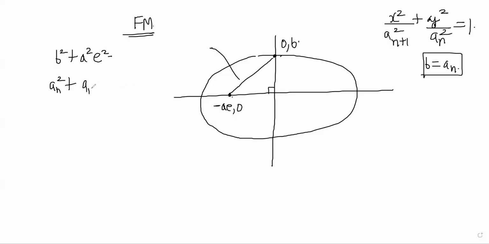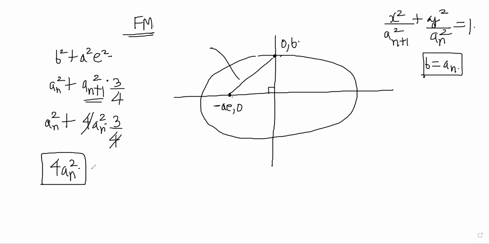What is A square? It is (A_{n+1}) square. What is E square? We found E as root 3 over 2, so that is 3 by 4, right? Now remember, (A_n) square plus (A_{n+1}) square is 4 times (A_n) square. So multiplied by 3 by 4, you get 3 (A_n) square. You get a total of 4 (A_n) square. That is equal to FM square, right? So FM is equal to 2 (A_n). So we are doing a simple distance formula to find FM, right?